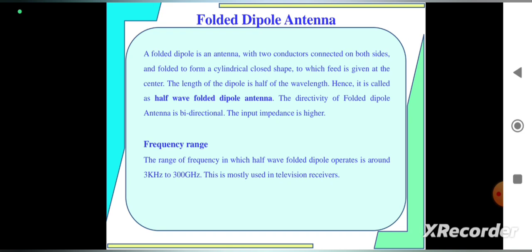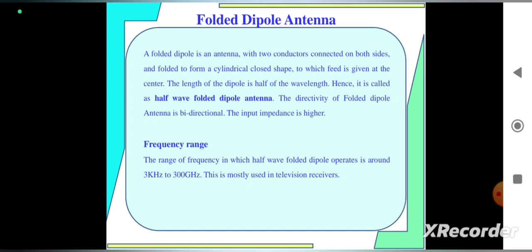The split dipole is fed at the center by a balanced transmission line. Hence, the two dipoles have the same voltages at their ends and two identical currents are generated. The radiation pattern of a folded dipole is the same as the ordinary dipole, but the input impedance of the folded dipole is higher and the directivity of the folded dipole is bidirectional.